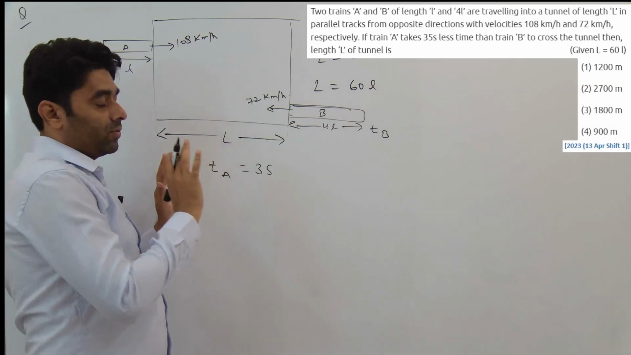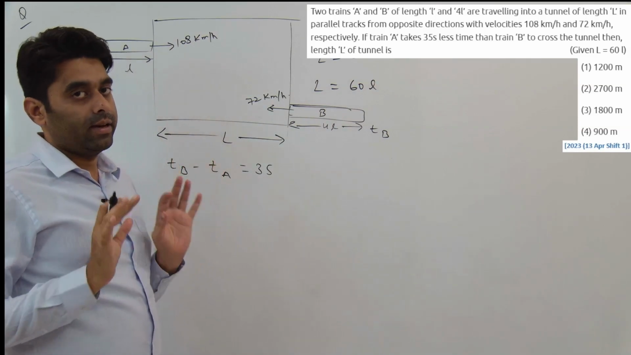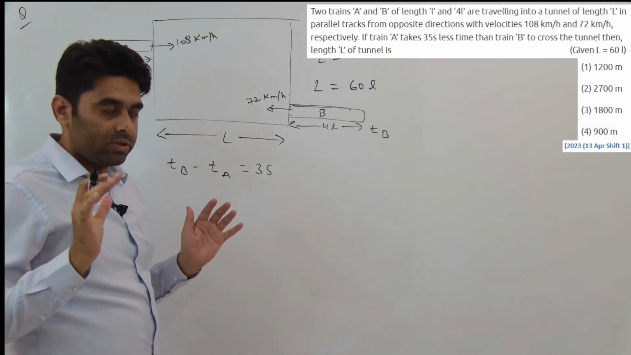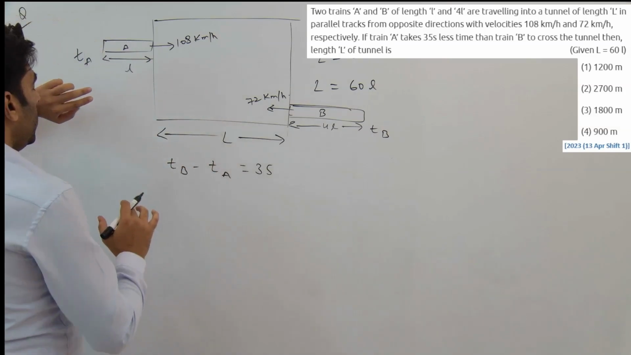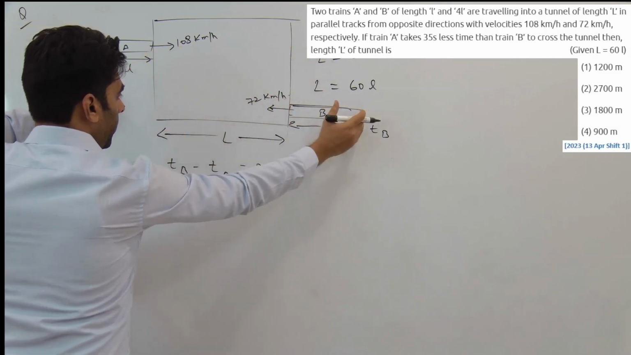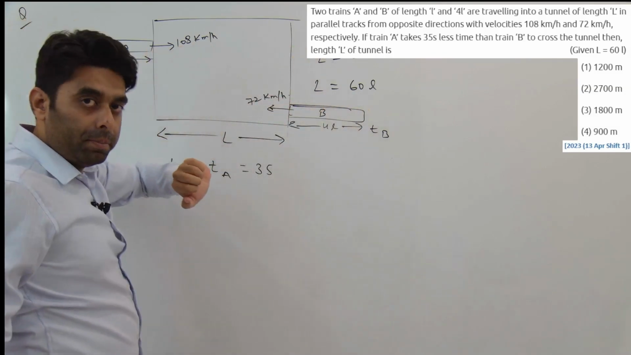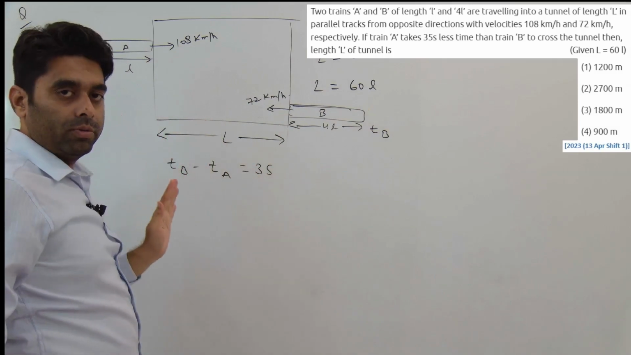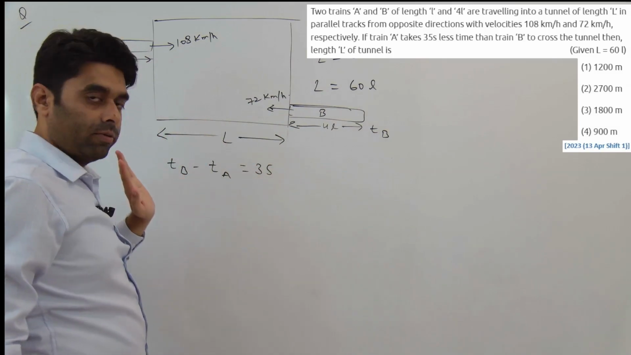Okay, first of all we have drawn the diagram for this, and step by step we will solve it. Now let's calculate the time taken by train A to cross this tunnel, the time taken by B to cross this tunnel, and then substitute in this equation, right?